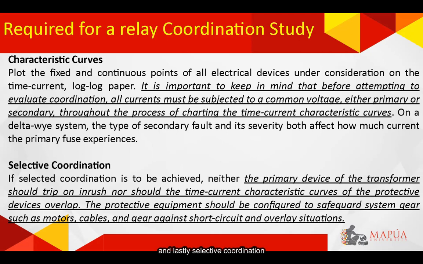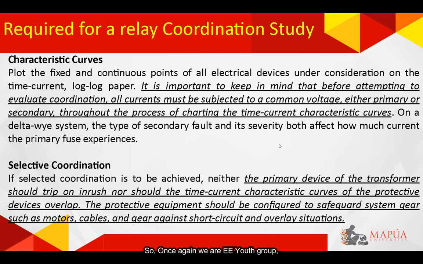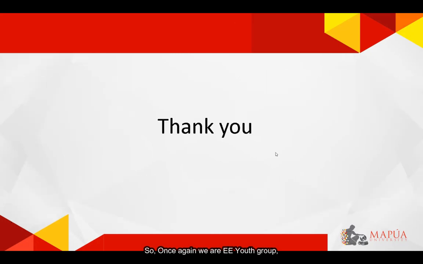And lastly, selective coordination. The primary device of the transformer should not trip on inrush, nor should the time current characteristic curves of the protective devices overlap. The protective equipment should be configured to safeguard system gear, such as motors, cables, and gears, against short circuit and overload situations.